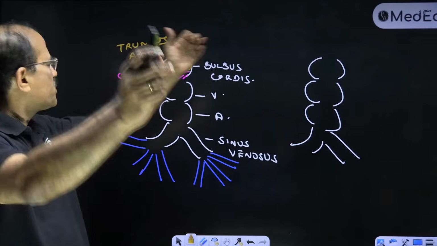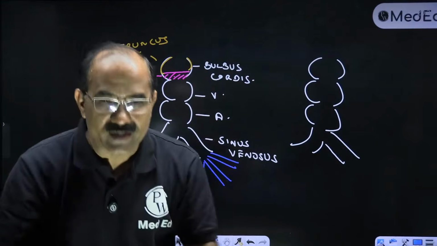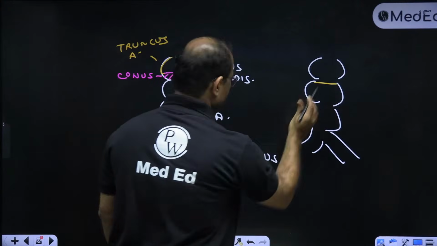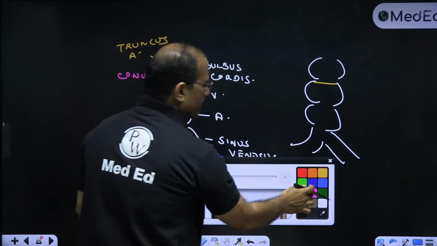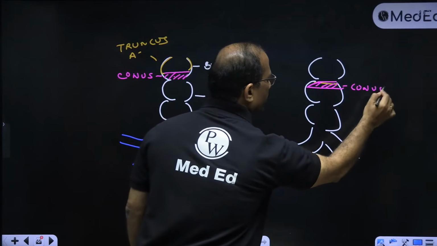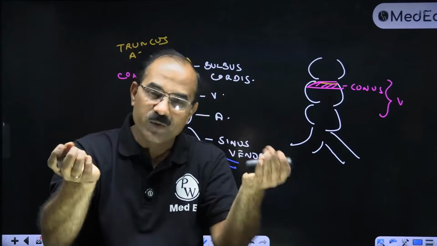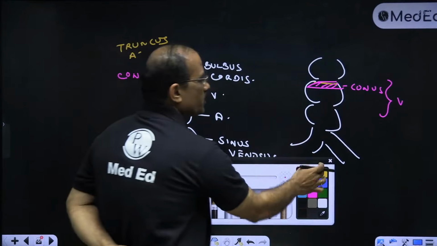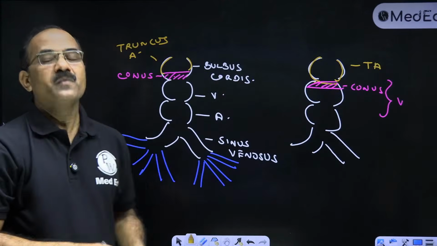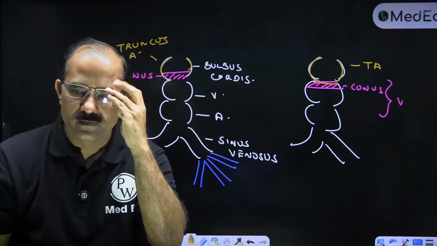राइट. ओके बच्चों, नाउ यू टेल मी द बल्बस कॉर्डस डिवाइड्स इनटू अ ट्रंकस आर्टीरियोसिस एंड अ कोनस. अब जो कोनस है इट इज एब्सॉर्ब्ड इनटू द वेंट्रिकल्स. कोनस आ गया वेंट्रिकल्स के अंदर. सो वेंट्रिकल्स का अपर पार्ट इज नोन एज कोनस. अब जो फर्स्ट चेंबर है, द फर्स्ट चेंबर इज नाउ द ट्रंकस आर्टीरियोसिस.